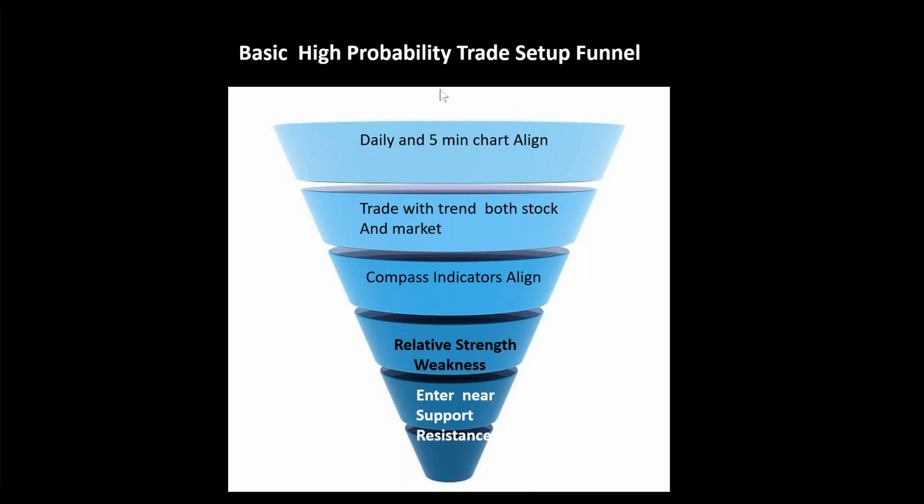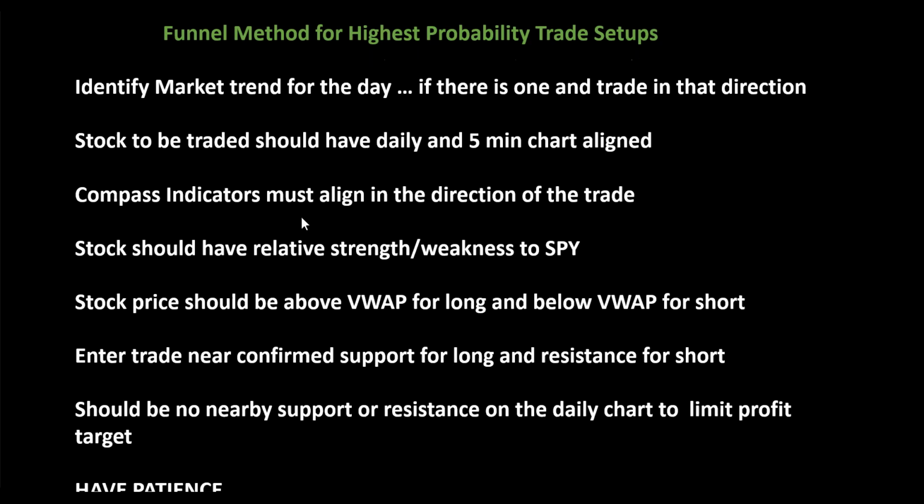You take a stock that you're looking at, you look to see if it meets these criteria. If it drops out the bottom, it becomes a potential prospect for you to take a trade on. And again, this is the funnel method written out. The key things here is the stock has to have a daily and a 5-minute chart aligned, and the Compass indicators need to be aligned, and you want relative strength or relative weakness. These 3 things are going to give you a huge edge over the rest of the retail traders if you're trading these 3 things.